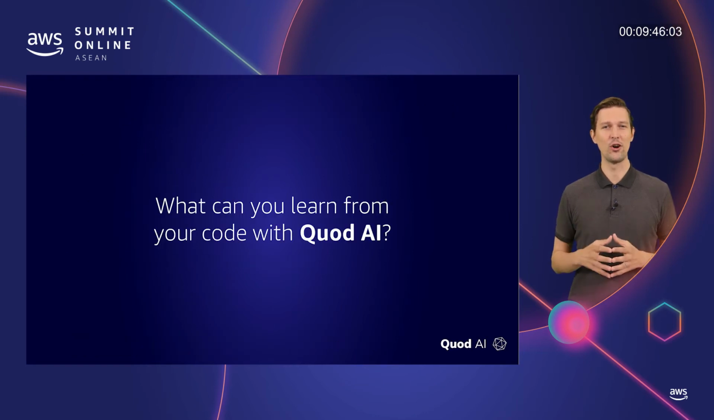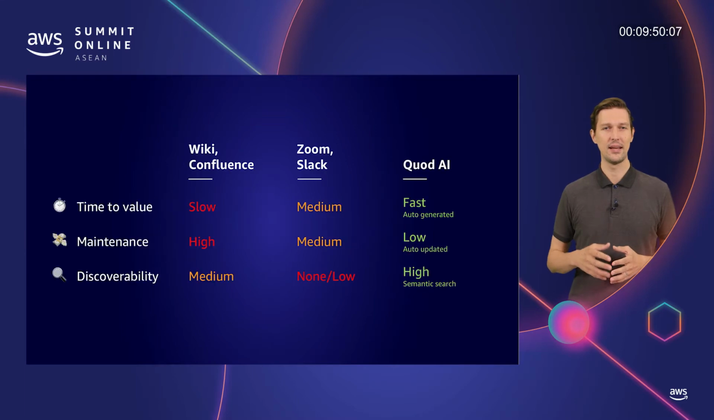So what can you learn from your code with Quod AI? Apart from documentation generation, Quod also helps you with one of the problems pointed out in the different studies at the beginning of the presentation. Engineers spend almost a quarter of their time on code navigation. So how do they do it now, and is there a better way to find context?